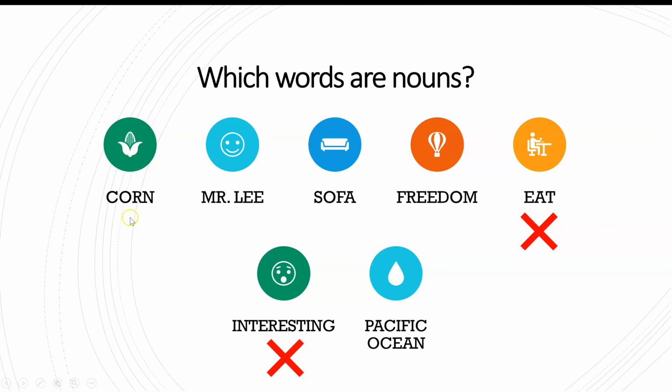So the word corn, corn is food. It's a thing, so it's a noun. Mr. Lee. Mr. Lee is a man. It's a person, so that's a noun. Sofa. Sofa is furniture. It's a thing, so it's a noun. Freedom. Freedom is an idea, so that is a noun. And Pacific Ocean. Pacific Ocean is a place or a location, so that is a noun also. All right, I hope you got those all correct.